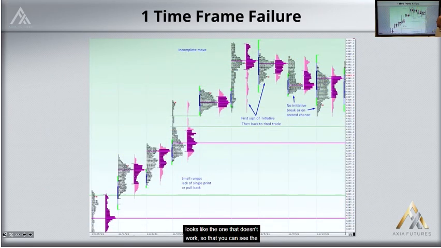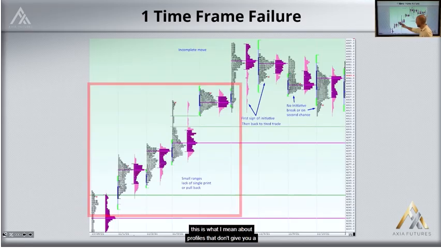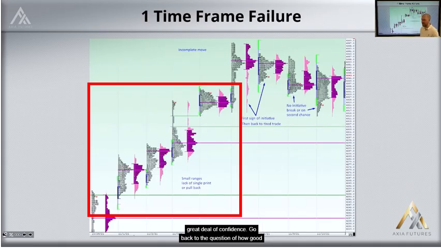So this is what it looks like, the one that doesn't work, so that you can see the difference in the two. This is your one time framing move, and this is what I mean about profiles that don't give you a great deal of confidence. Go back to the question of how good a job the market is doing. Not a great job. The only initiative looking move creates a caught in the hole, to which the market then just stabilizes. It doesn't reverse, it doesn't go up.